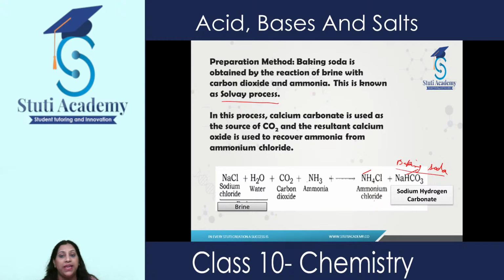We use baking soda as an antacid, and as you can see here, this carbon dioxide gas combines with this, it becomes carbonate, and chlorine combined with this ammonia, it becomes ammonium chloride. And the name of the process is solvay process.